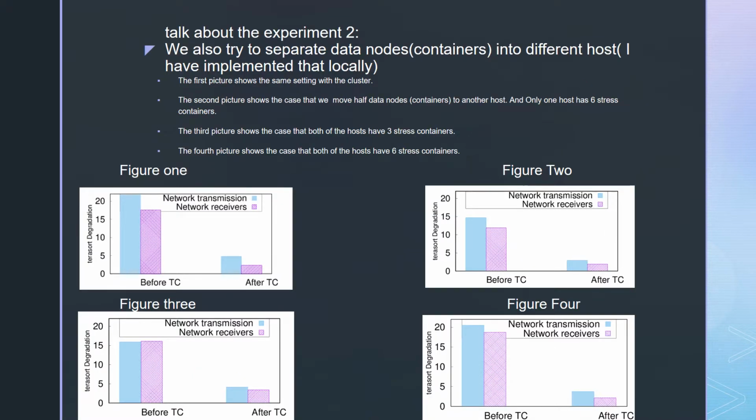Then let's talk about experiment 2. I have implemented it locally. The first picture shows the same setting as the cluster. As we can see, the network transmission goes up to 20 and is very high. The second one shows a case where we move half the data loads to another host, so only one host has 6 containers compared with the first one. We can see that the second one has much lower degradation.